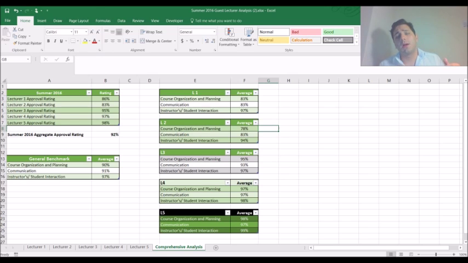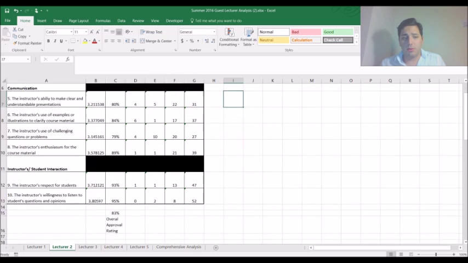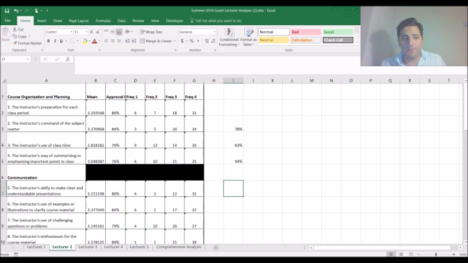Is the lecturer unprepared? Is he or she late? Is he or she canceling classes frequently? These are all things we have to take into account. For that, it's good to go to their individual findings and look into it. Basically, you have all of this, and organization and planning is not good.